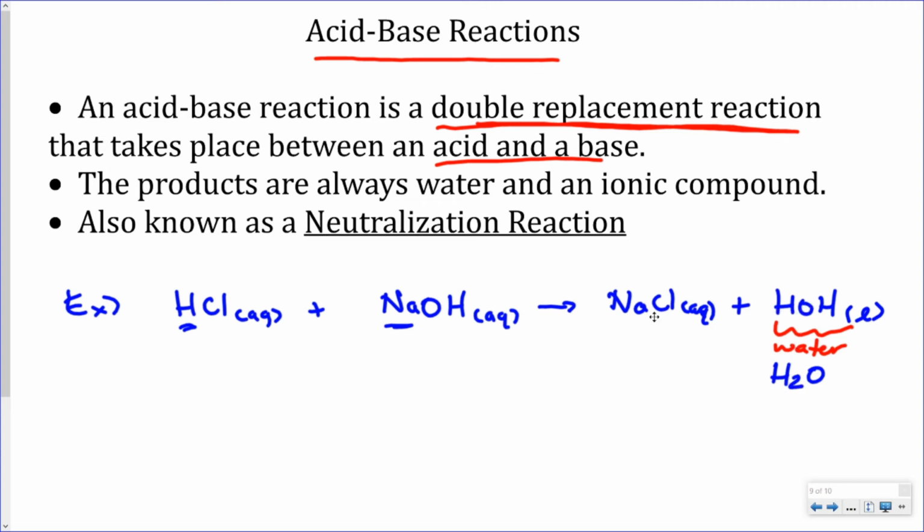Same as always, we need to look to balance afterwards. If you write it as HOH, it's actually easier to balance. We've got one hydrogen, one chlorine, one sodium, one hydroxide, one hydroxide. So this is actually balanced. If you write it as HOH, it oftentimes will help you to balance.